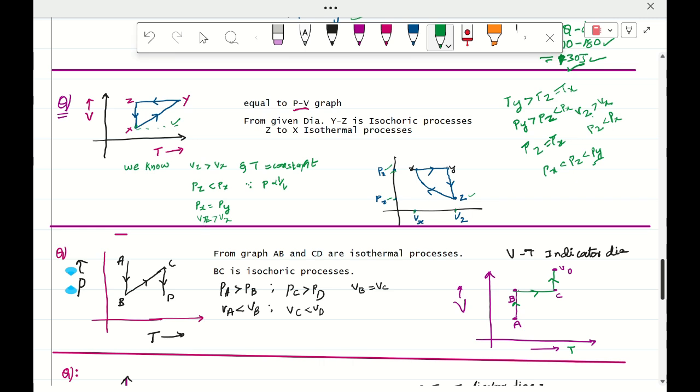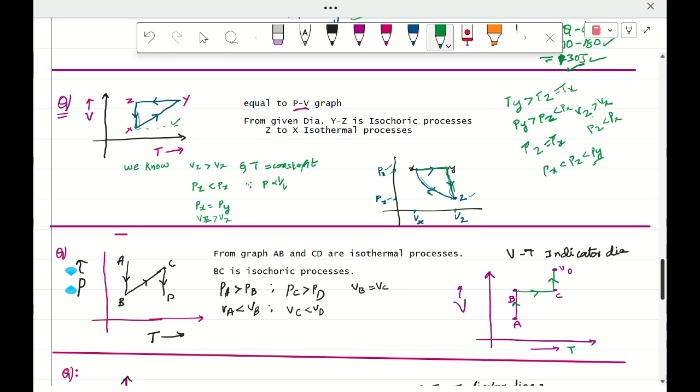So now complete the cycle: X to Y is expansion. Y to Z is compression. That's why Y to Z goes like this. And here Z to X is isothermal. The PV graph isothermal curve is like this. And if you see here, in isothermal, Z to X, it is compressed. That's why here also Vz to Vx is compression. The arrow mark is like this.